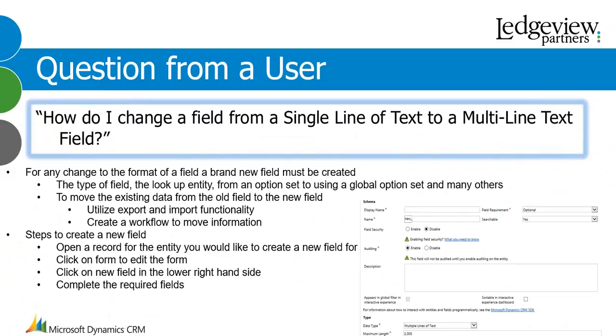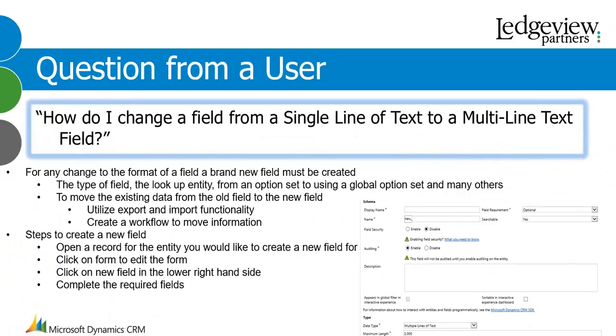Our next question is, how do I change a field from a single line of text to a multi-line text field? That is an excellent question, and unfortunately there is not an easy answer to this. Because you are changing the type, which is this portion down here, every time you set the data type and then do a save and close, everything including the data type is locked down. That cannot be edited.